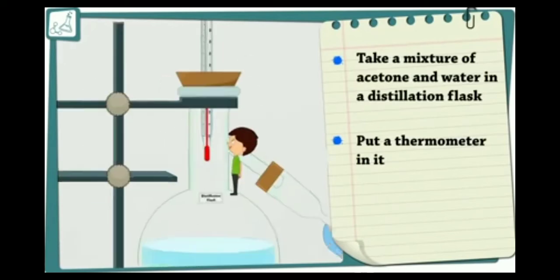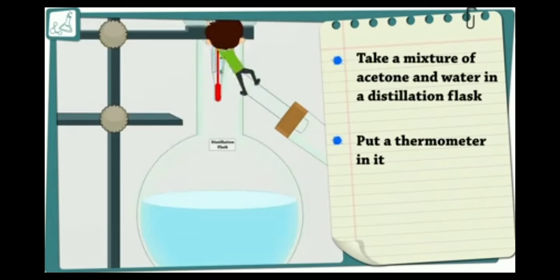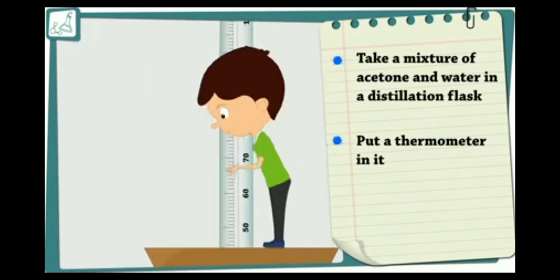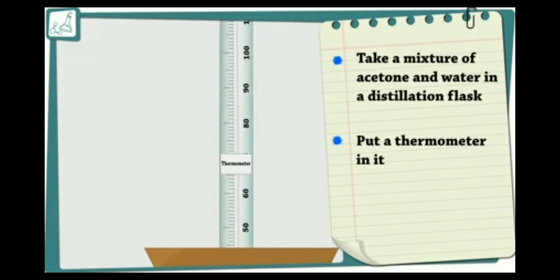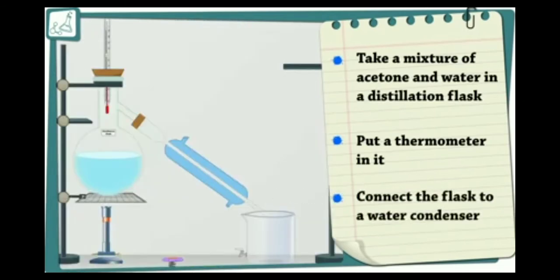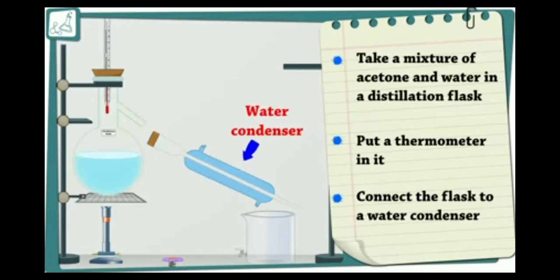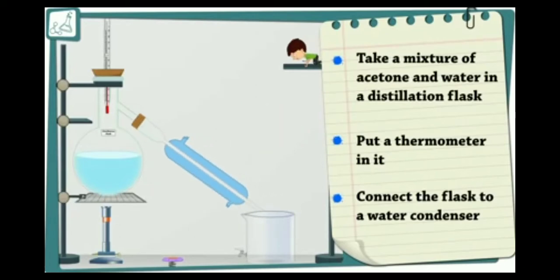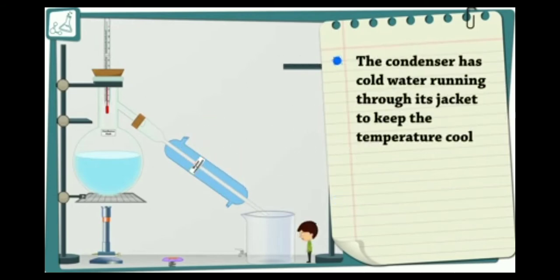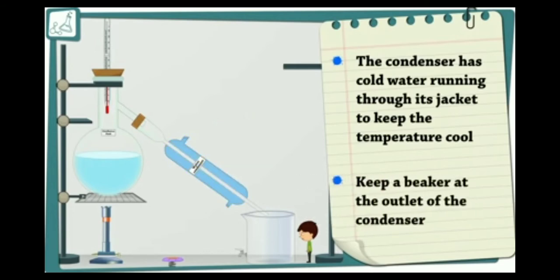Okay, so the distillation apparatus is provided with a distillation flask, where the mixture is kept. The flask is fitted with a thermometer which helps us to observe the temperature. The flask is also fitted with a condenser. The temperature inside the condenser is low, which helps in converting the hot vapour into liquid. That means it helps in condensation. So the condensed liquid will be collected in a separate beaker, which is placed at the mouth of the condenser.